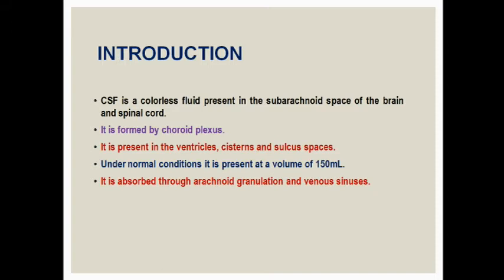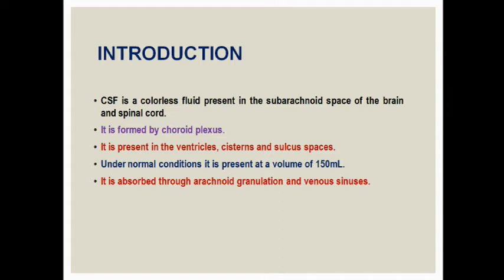It is a colorless fluid, as you already studied about the anatomy of the head and neck and the brain, and you are very familiar with the ventricles of the brain, choroid plexus, and where the CSF is produced. It's a colorless fluid present in the subarachnoid space of the brain and the spinal cord. It is formed by the choroid plexus. It's present in the ventricle.